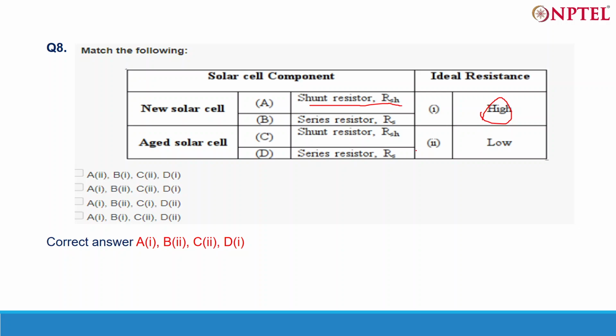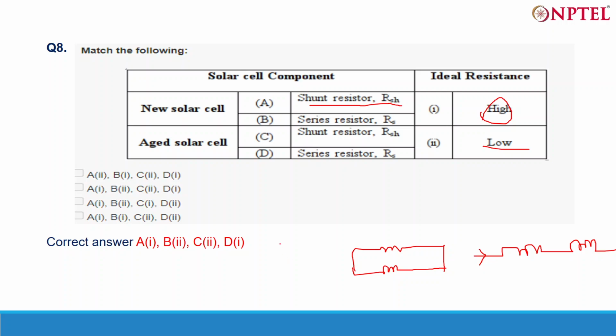Okay, and the series resistance will be low. This is basically the shunt resistance. This will be the series resistance. So in the case of a new type of solar cell, the shunt resistance will be high and the series resistance will be low. There will be very little.